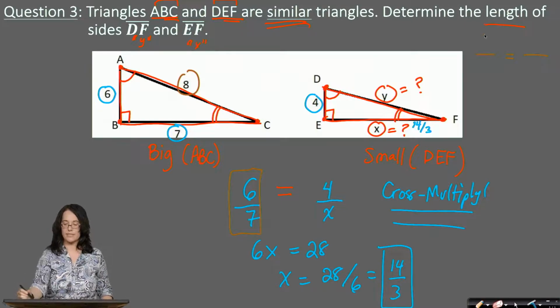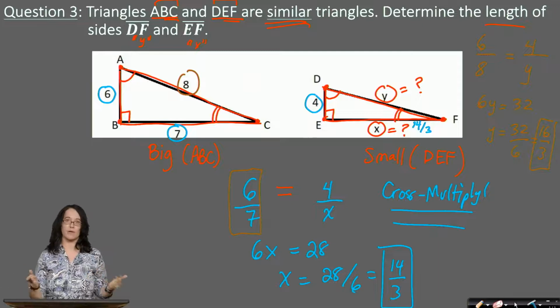So we're still going to use the 6 because for the small triangle, we know that the corresponding measurement is 4. But for the missing piece this time of y, we would use the corresponding 8 from the big. Okay, so we'd use our y. And when I cross multiply there, I would be getting 6y equals 32, or y equals 32 over 6. And again, 32 over 6 could simplify to 16 over 3 if you're leaving your answer as an improper fraction. Otherwise, you could divide 3 into 16 and get a decimal or get a mixed number.